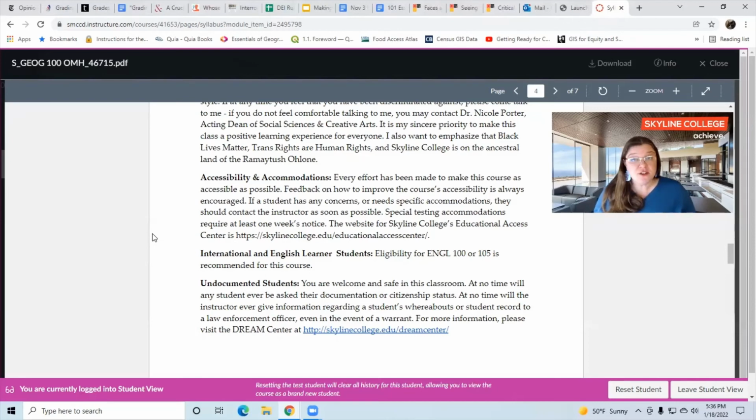If English is not your first language, you're going to be fine. I do recommend that you at least be eligible for either English 100 or 105. That's more so that as you're navigating the textbook and the slides, you feel more comfortable with vocabulary and such. Again, it's not a prerequisite. I just recommend it, as it's better setting you up for success.